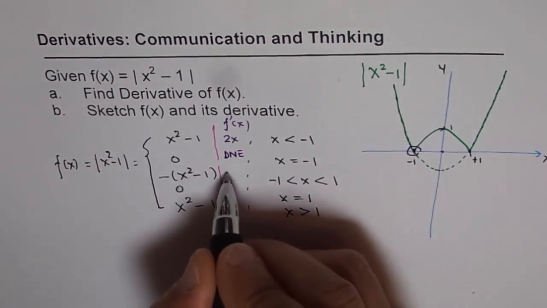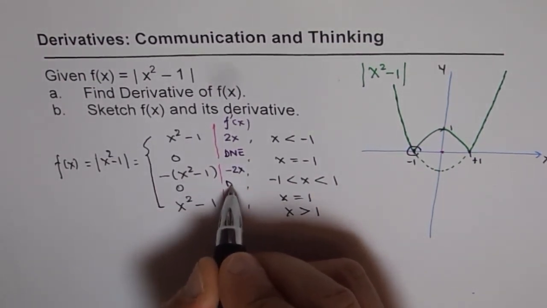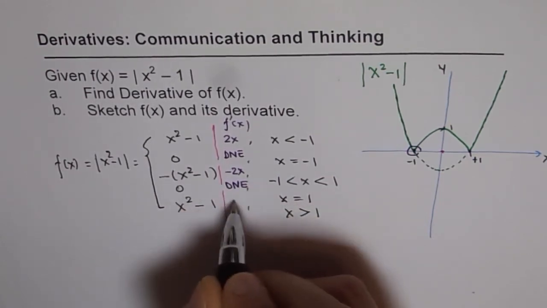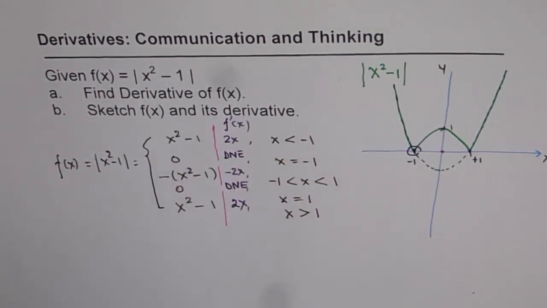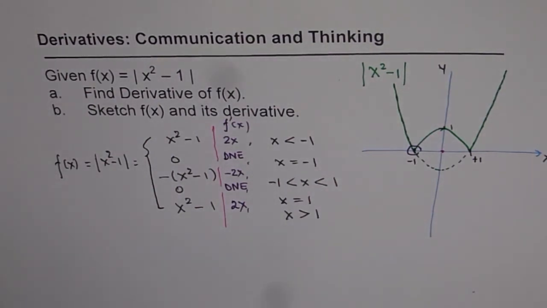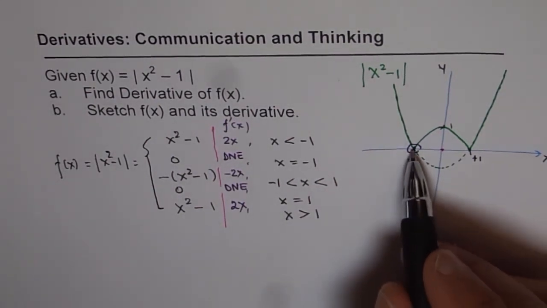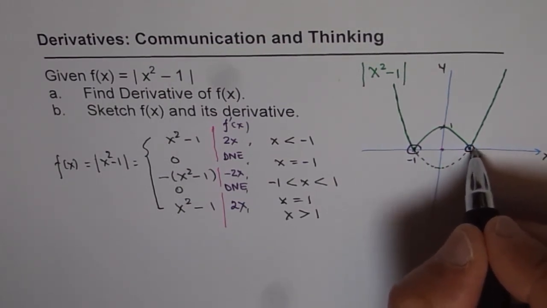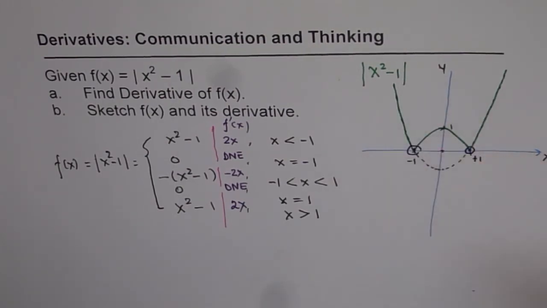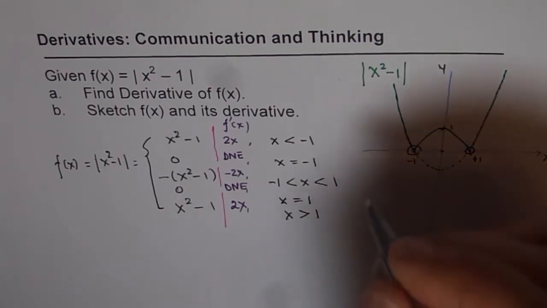Here it is minus 2x. Here it does not exist, right? And here again 2x. So these are the derivatives in the portions defined, or the intervals which we have taken. So it does not exist at these 2 points, right? But it exists at other points. So let's now try to sketch it.